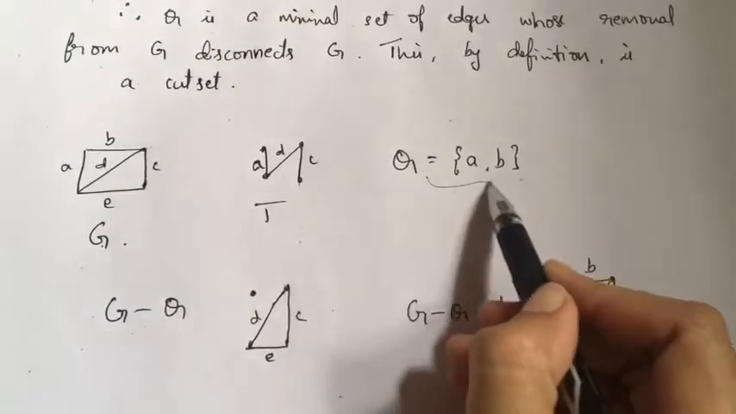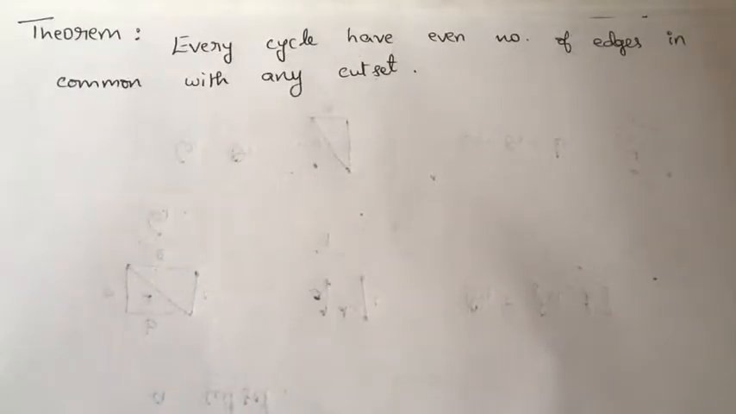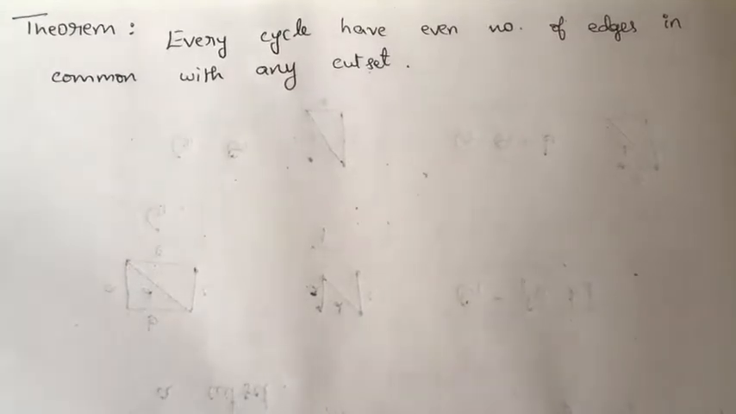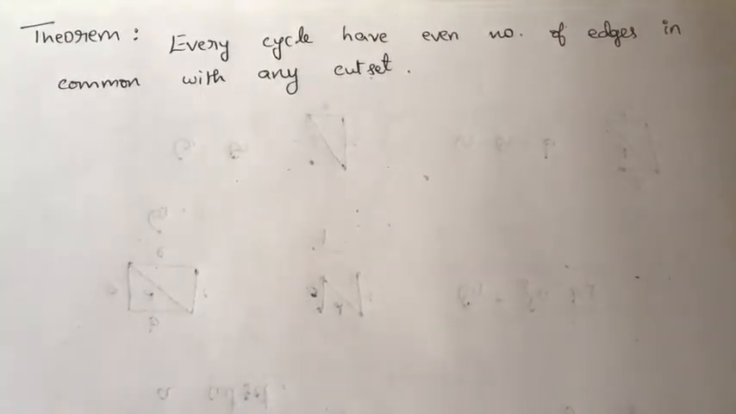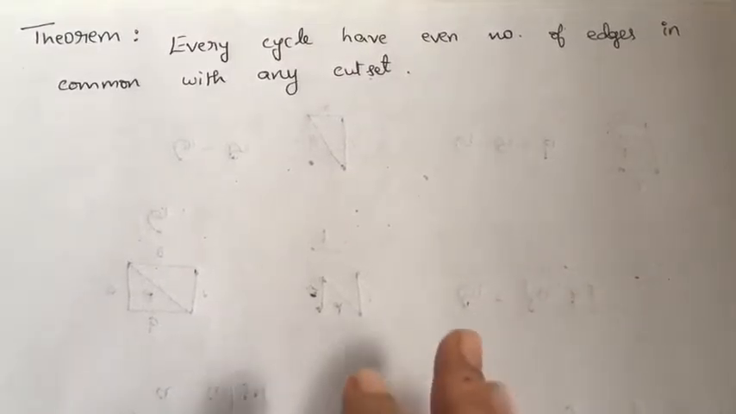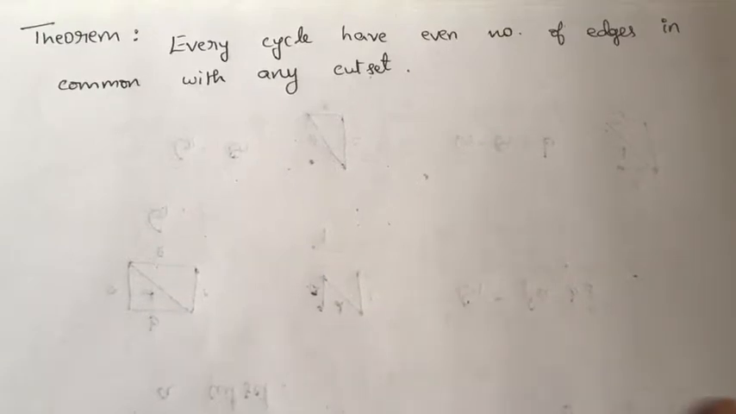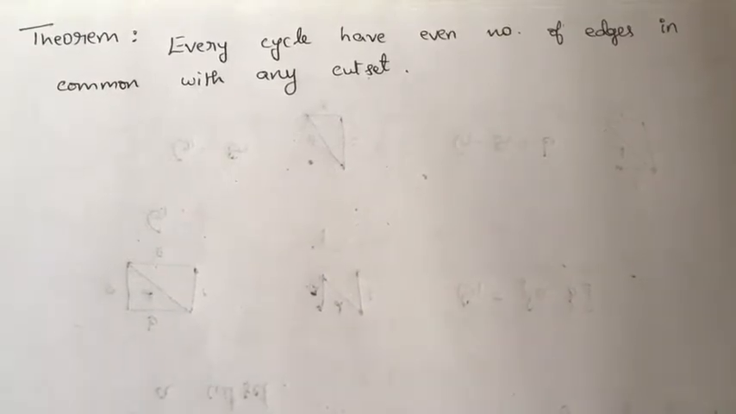If I take any minimal set of edges, it will be a cut set. That is, every circuit has an even number of edges in common with any cut set. If I have a cut set of a graph and I'm taking a cycle of the graph, then they share an even number of edges.